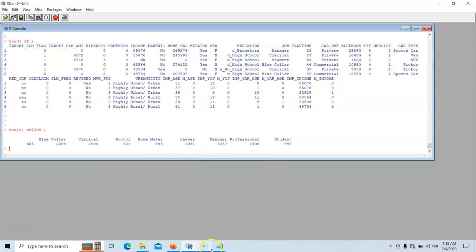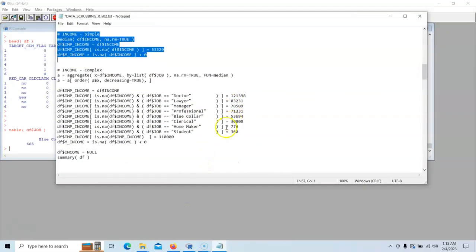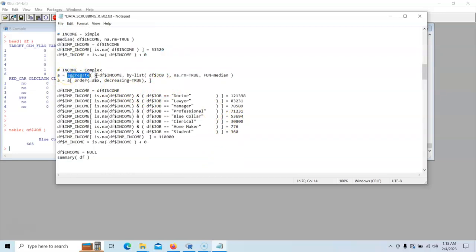So why don't we do a quick test to see what kind of income these jobs make. The command from a previous lecture is I could say aggregate the income by your job, and of course if we have any missing, we just don't care about those, and we're going to do the median, and we're going to put all that into the variable A. So let's do that. And then after we're done, we're going to sort this in decreasing order.